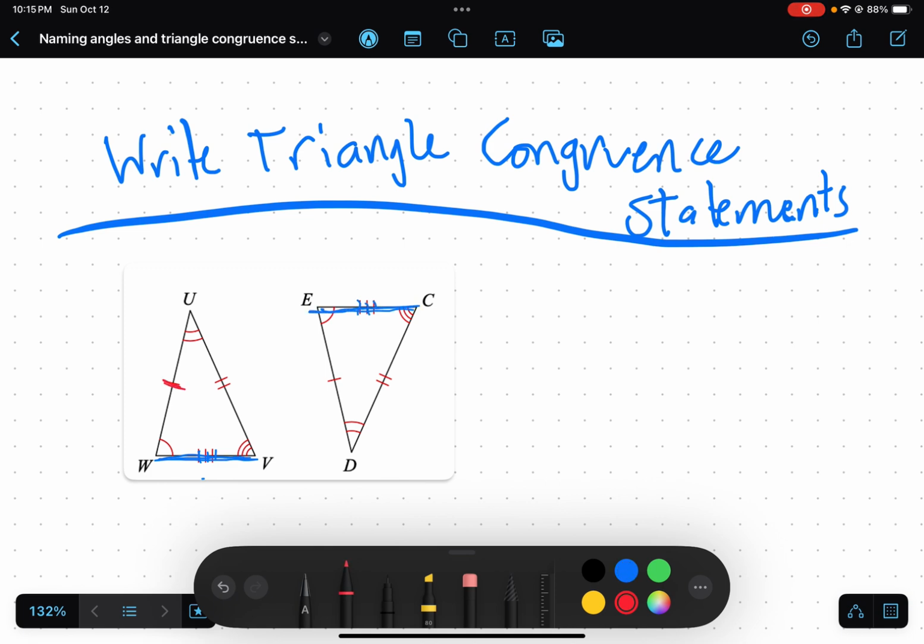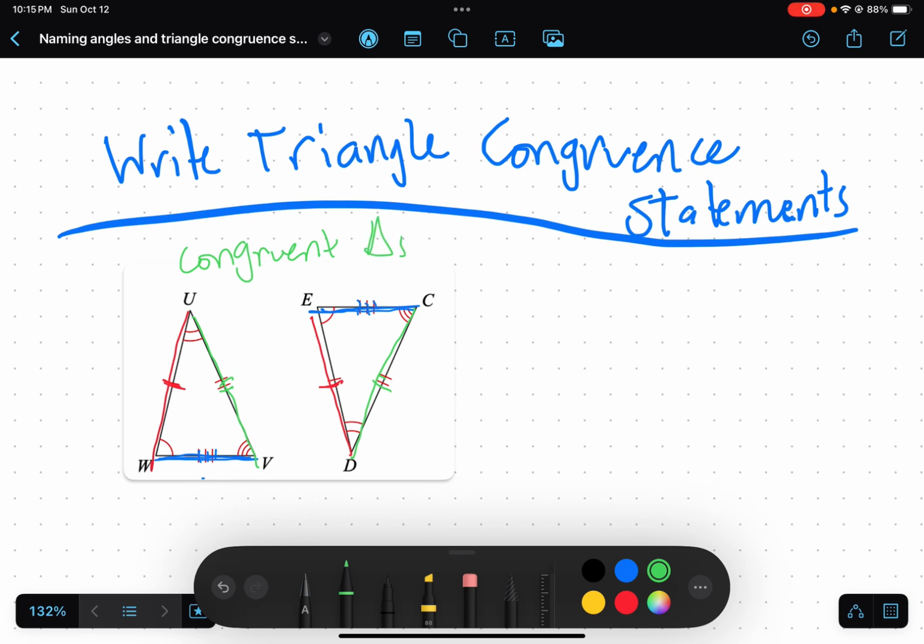Now this little red side matches to this side. So this side matches to this side. And then last but not least, these sides match. So these triangles are the same triangle. They're congruent to each other. So here we have congruent triangles.